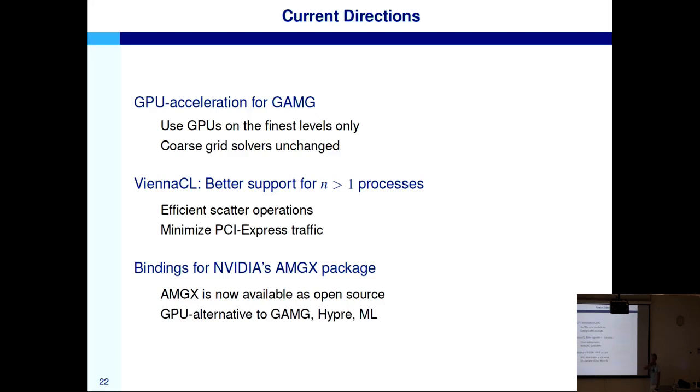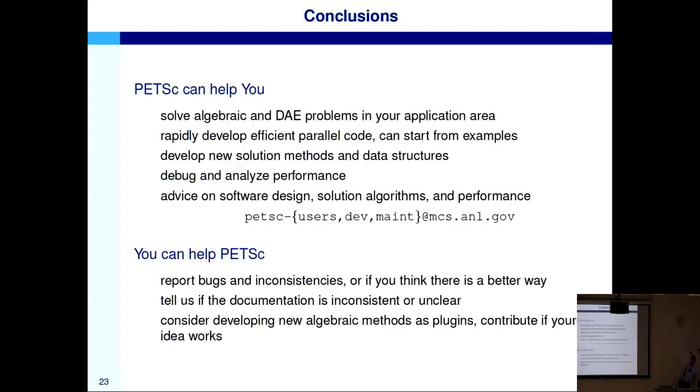Those other things are GPU accelerated GAMG, the AMG functionality in PETSc that should get GPU acceleration for the finest level where there is enough data to process. And in that context, there's also NVIDIA's AMGX package, which is now available as open source. It's much easier now to interface. We want to add that as well. And then for ViennaCL, there are a couple of low-level plumbing things left to be done.